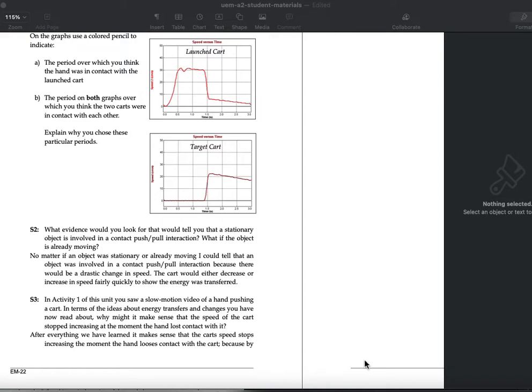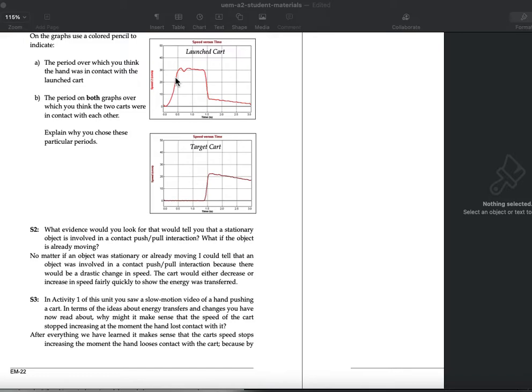So as you see, here's the first question with the graphs themselves, and on a separate sheet of paper, I drew my X's for each part, just in different colors. I was not able to show that here, but I can show you with the cursor. So for A, the period over which you think the hand was in contact with the launch cart, I placed those X's here and here.